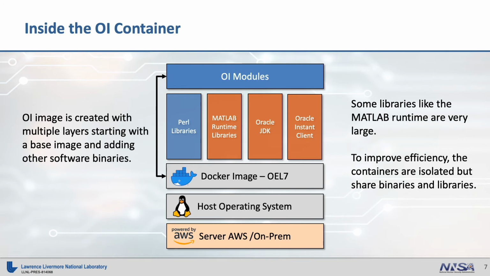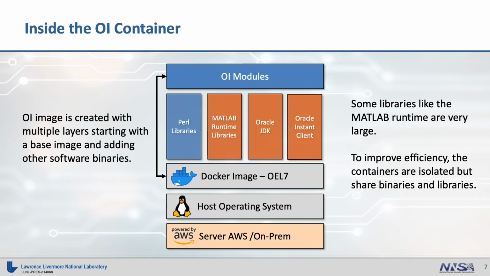The OI container image is built on Oracle Enterprise Linux 7, which is a Red Hat variant. On top of that, we install the various Perl, MATLAB, and Oracle Java and database libraries and binaries we need to run. On top of that, we install the OI codebase itself. The container runs on a host operating system on hardware that can be on-premises or in the cloud. The container currently totals about 6 gigabytes in size because some of the modules, particularly the MATLAB runtime, are very large.